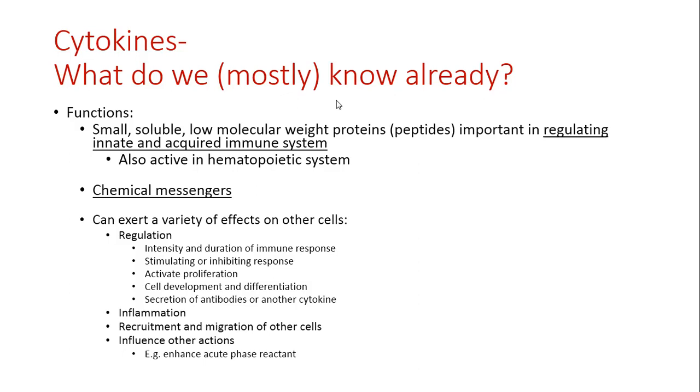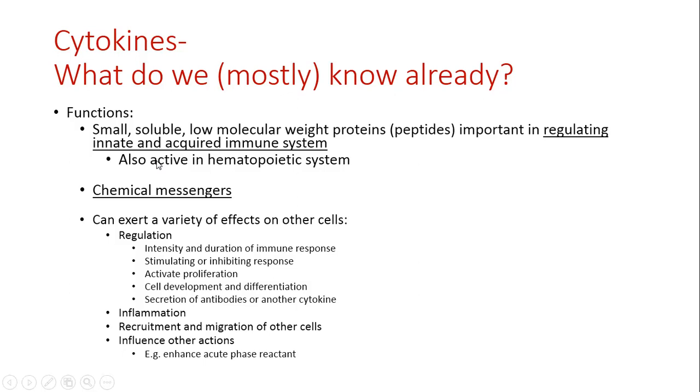So what do we know at this point? Taking all of that together, what do we know? We know that cytokines are small, soluble, low molecular weight proteins that are important in regulating both the innate and acquired immune system. We know that. We're going to see at some point that some of them can be membrane bound as well.